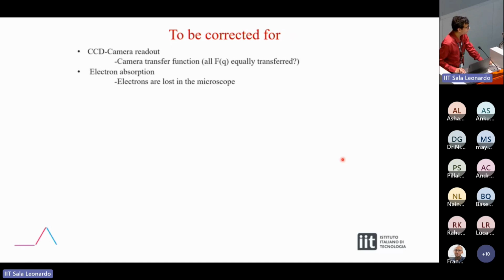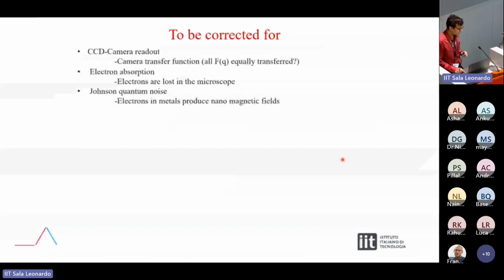Then we have electron absorptions. You have the electron beam, then you have some scattered electrons. They may get absorbed in the columns, in the electron microscope components itself. So you lose some electrons and you lose some current, and you increase noise in your image that limits the resolution. Then you have the Johnson quantum noise, which I'm going to talk about in more detail later. It's a very interesting thing, and people are trying to mitigate this Johnson quantum noise.